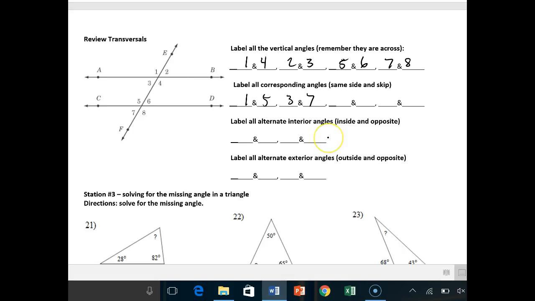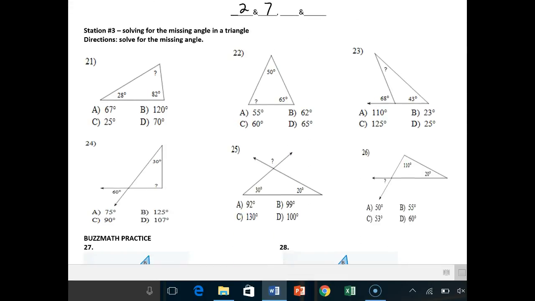Label all the alternate interior angles. I'll do one pair for you, that's like 3 and 6. You do the other pair. Label the alternate exterior angles, that's like 2 and 7, right? You do the other pair. All right, it's for station 3.